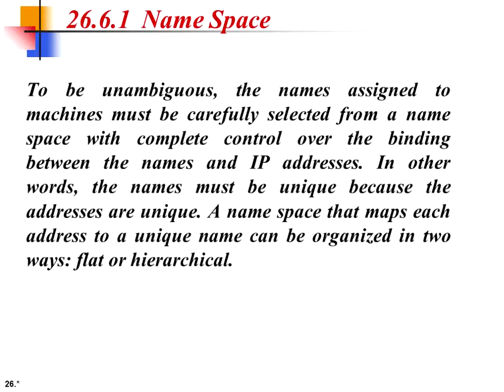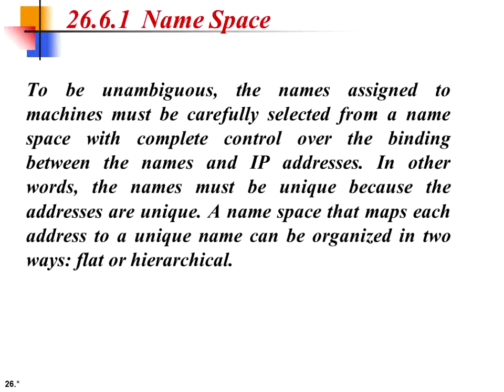Next we have namespace. Now the namespace, basically it is the name, and this name must be unique because the addresses are unique. So a namespace that maps each address to a unique name can be organized in two different ways. The one is flat and another is called hierarchical. Now in a flat namespace, a name is assigned to an address. A name in this space is a sequence of characters without structure. So the names may or may not have a common section. It has no meaning.